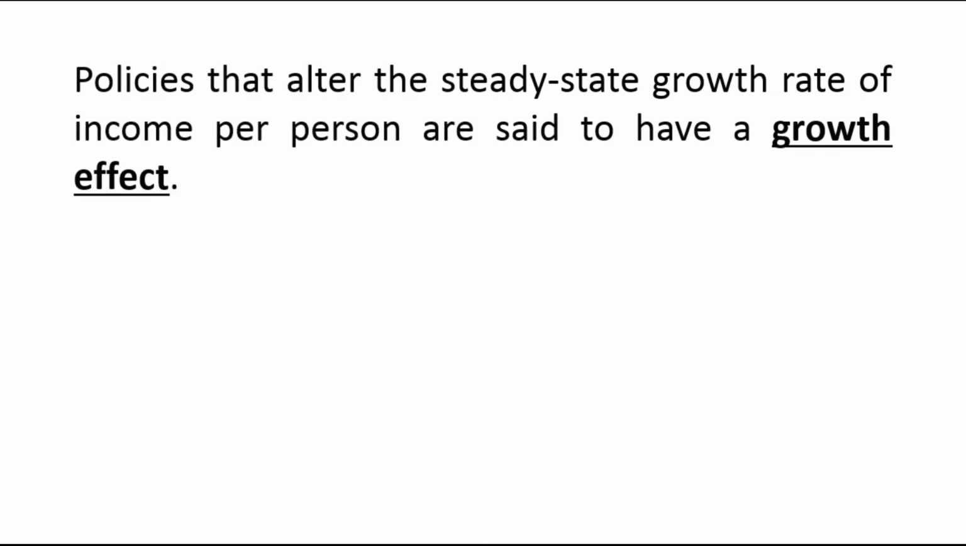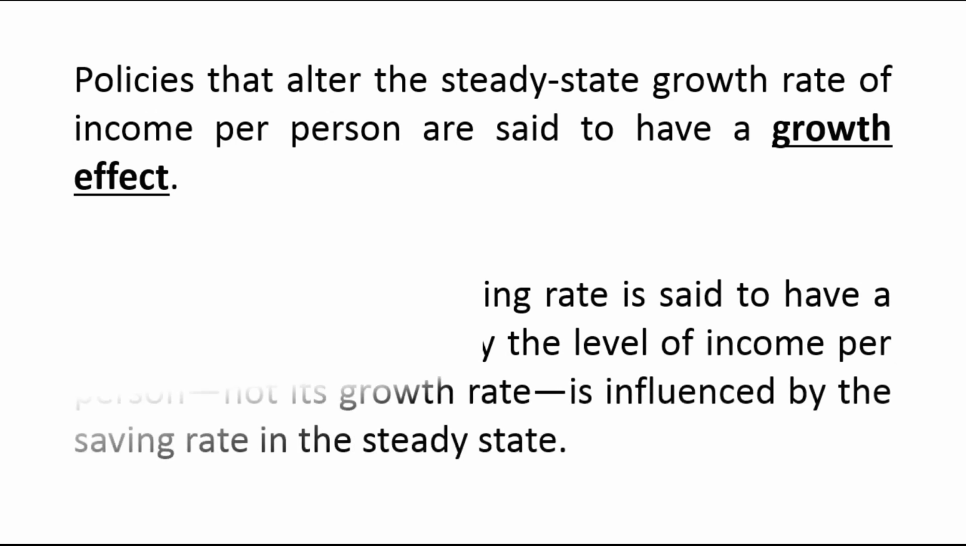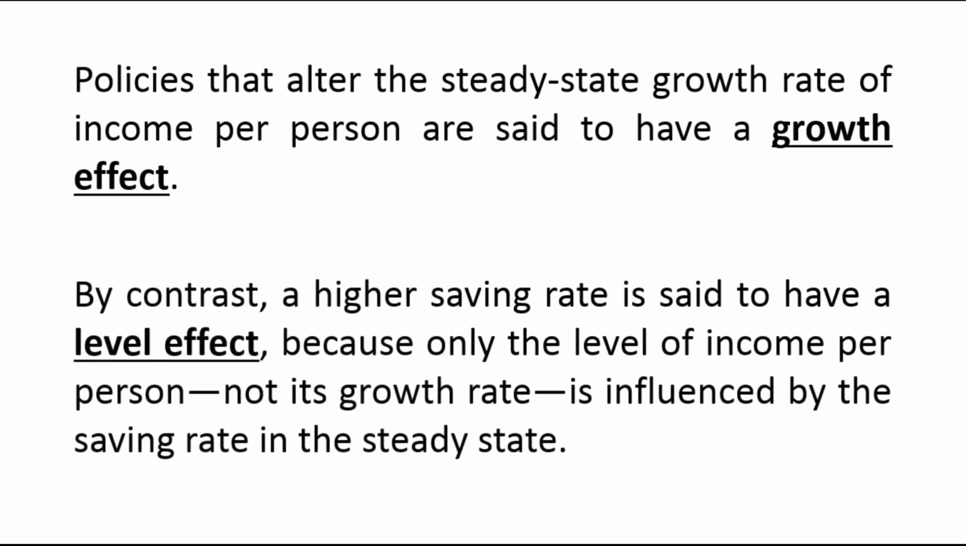Policies that alter the steady state growth rate of income per person are said to have a growth effect. By contrast, a higher saving rate is said to have a level effect because only the level of income per person, not its growth rate, is influenced by the saving rate in the steady state.